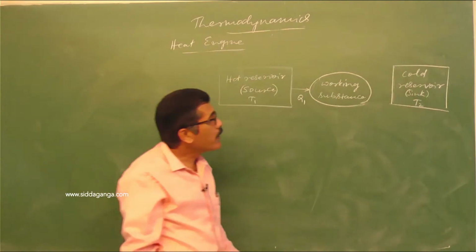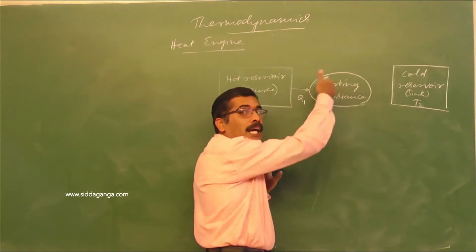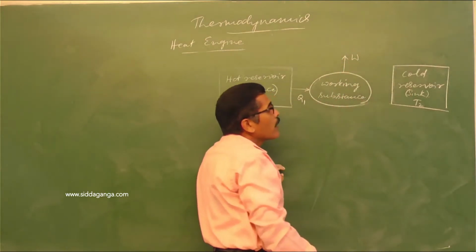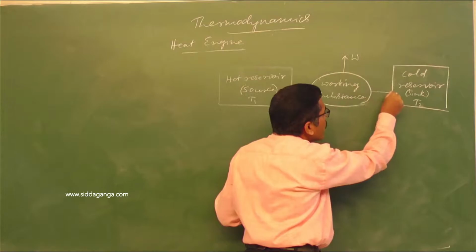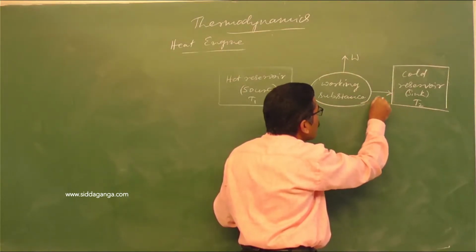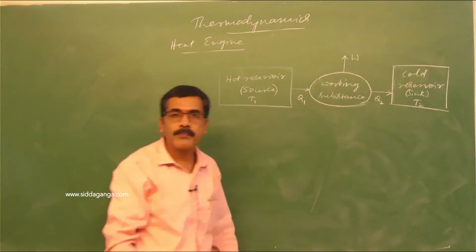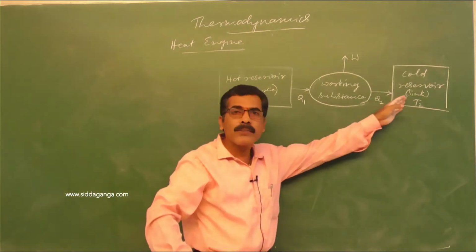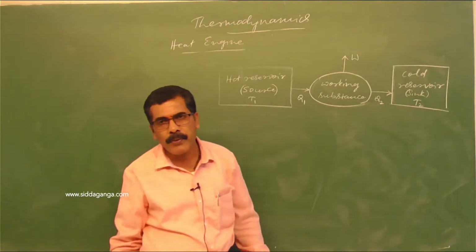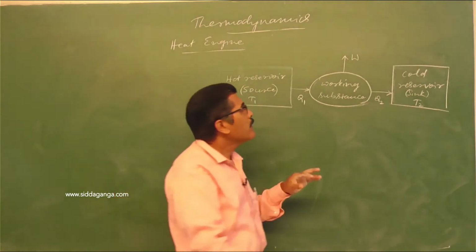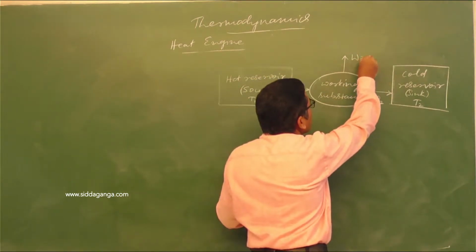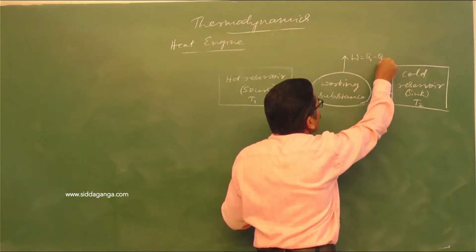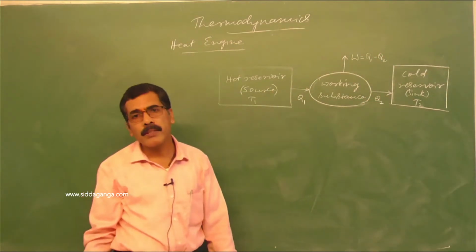Then work is done by the gas, and it rejects part of the heat to the cold reservoir, which is at a constant low temperature T2. It rejects a certain quantity of heat Q2 to the surroundings. I call it the sink, which is at constant low temperature. So the work done by the gas is given by W is equal to Q1 minus Q2. This is the net work done by the gas.